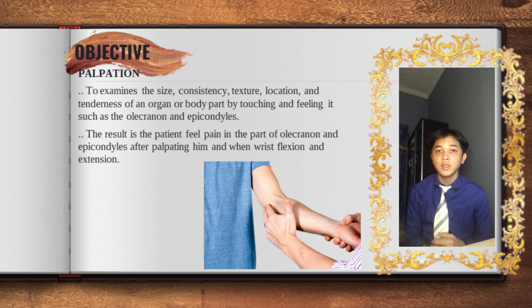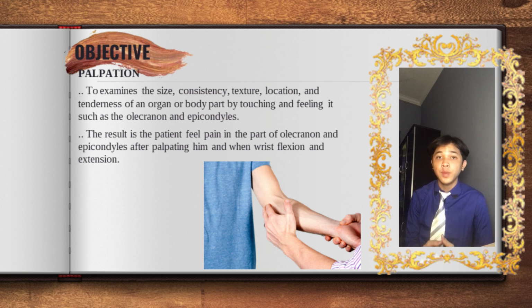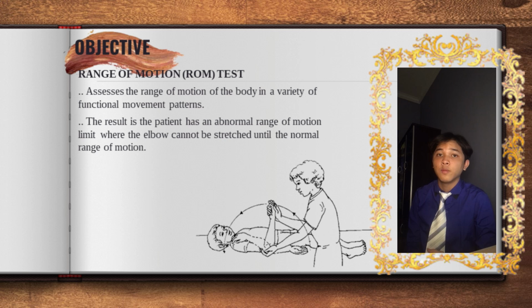Wrist flexion or extension might increase the pain of epicondylitis. Between the medial epicondyle and the olecranon is the ulnar nerve, which is generally painful to touch. Any nodules, thickening, or swelling of the synovium between the olecranon and epicondyles should be noted. The result is the patient feels pain in the olecranon and epicondyles after palpation, and during wrist flexion and extension. The second test is the range of motion test.